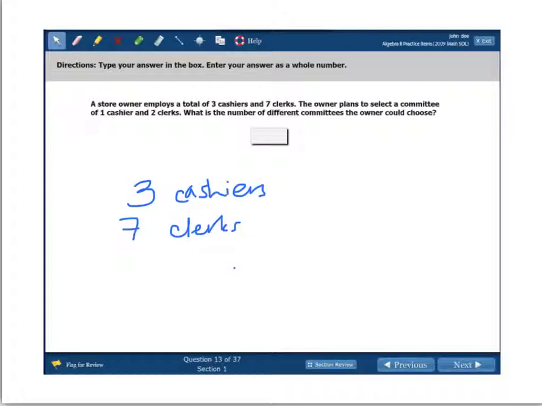The owner plans to select a committee of 1 cashier and 2 clerks. What's the number of different committees the owner could choose? Well, if it's a committee, it's just a group of people, the order does not matter. So the 1 cashier part, whatever we find in terms of the clerks, we're going to be multiplying by 3, because you can only pick 1 cashier 3 ways because there's only 3 cashiers. But for this, where you're picking 2 clerks out of a group of 7 for a committee, it's definitely a combination.